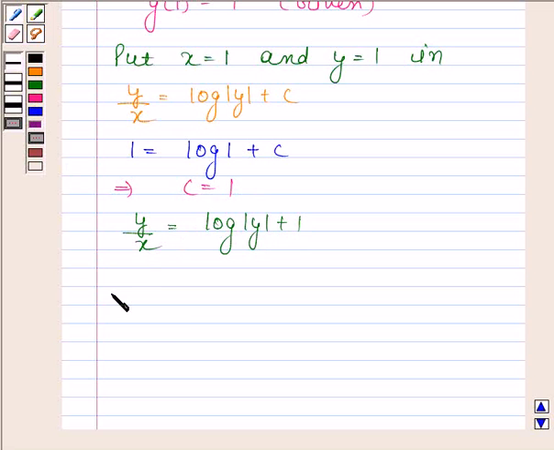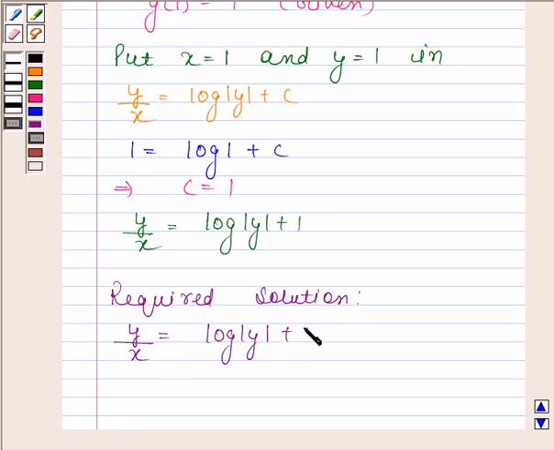Hence, our required solution is y by x equals log mod y plus 1. This is our required answer.